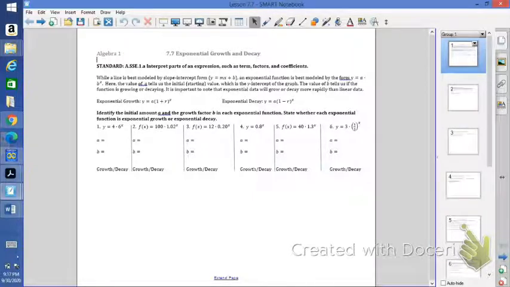Here, the value of a tells us the initial starting value, which is the y-intercept of the graph, and the value b tells us if the function is growing or decaying. And it's important to note that exponential data will grow or decay more rapidly than linear data.